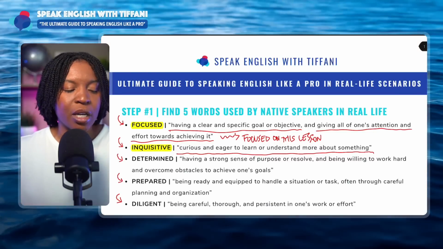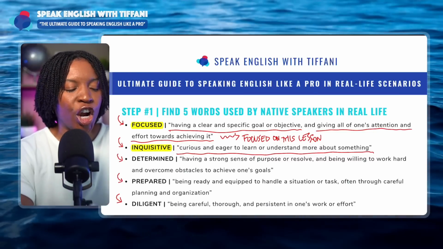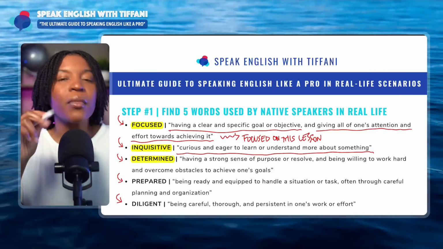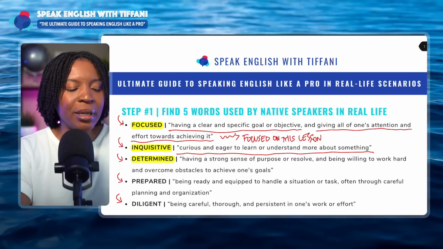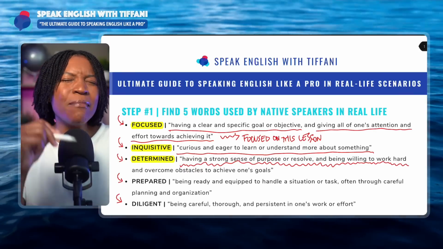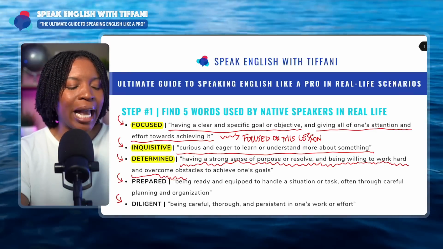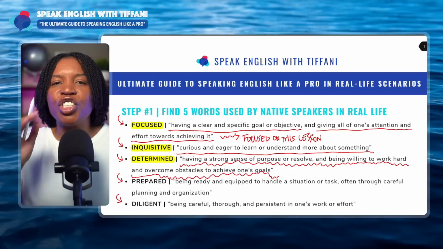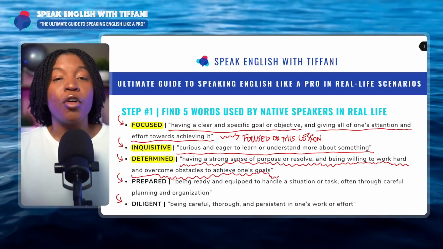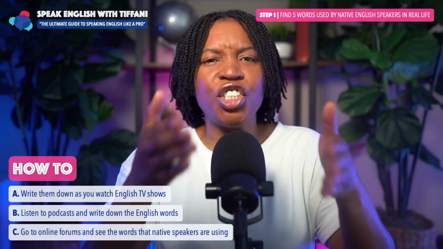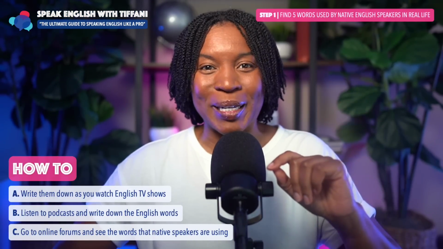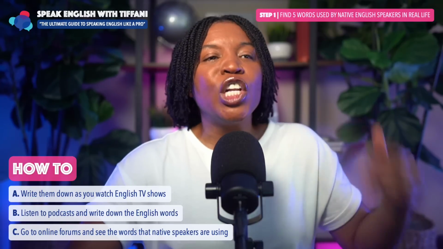of each word. The third word we have is determined. Again, this is on the PDF. Determined. Excellent. Now, this word determined just means having a strong sense of purpose or resolve and being willing to work hard and overcome obstacles to achieve one's goals. I'm determined to help you speak English fluently. I'm determined to teach you what you need to learn, and you are determined to speak English fluently. Makes sense, right?